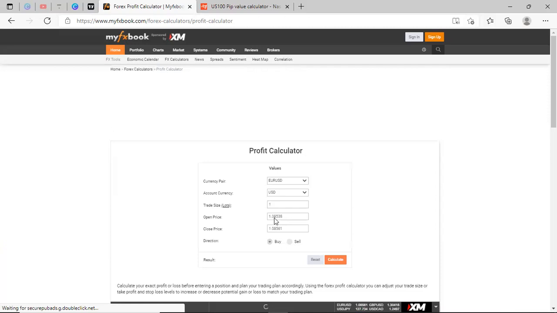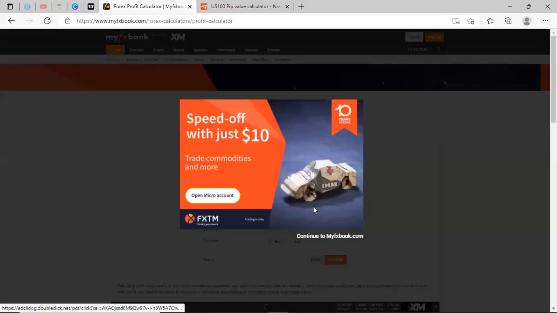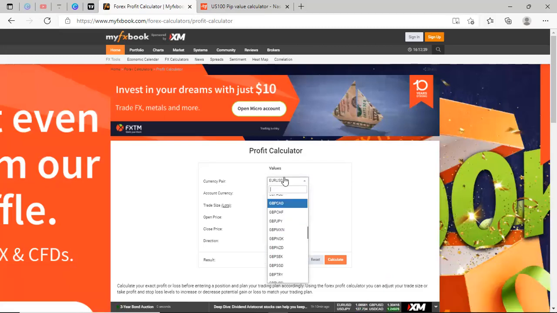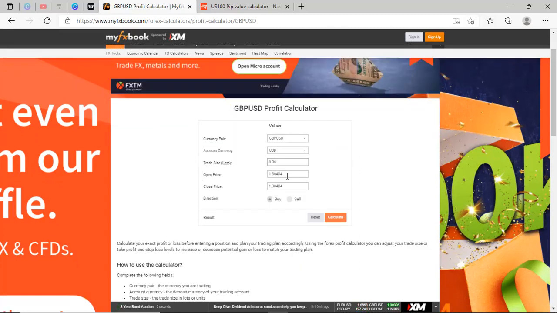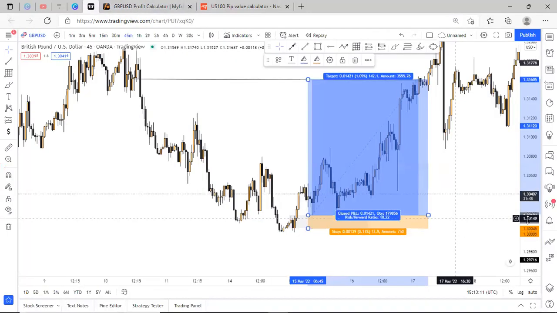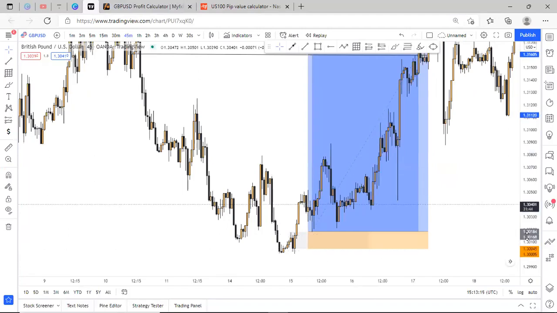We are trading GBP USD. You will click on GBP. You search for GBP USD, you can just input it right here. Yes, you click on it. Our currency is US dollar. Our lot size, we already know our lot size. We use 0.36 as our lot size, right? And your open price, that is the price you got into the trade. Right here, you come back to this place. What is the price we got into the trade? We got into the trade at 1.30184. That's our entry.